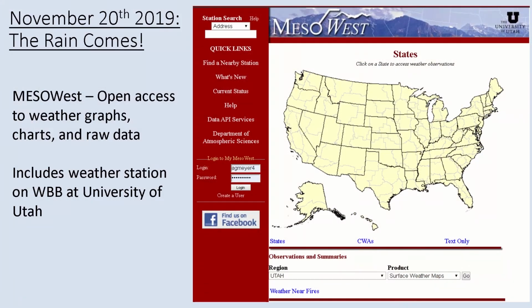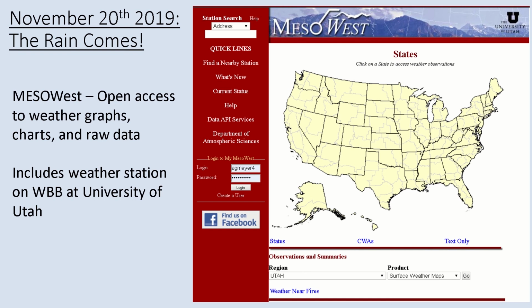Once the sensors were installed and initialized for continuous data collection, we simply had to wait for rain to test our sensors and hypothesis. And wait we did, until November 20th when a small rainstorm finally hit the Salt Lake region. Open access to weather data is available through the Atmospheric Science Department's MesoWest website.